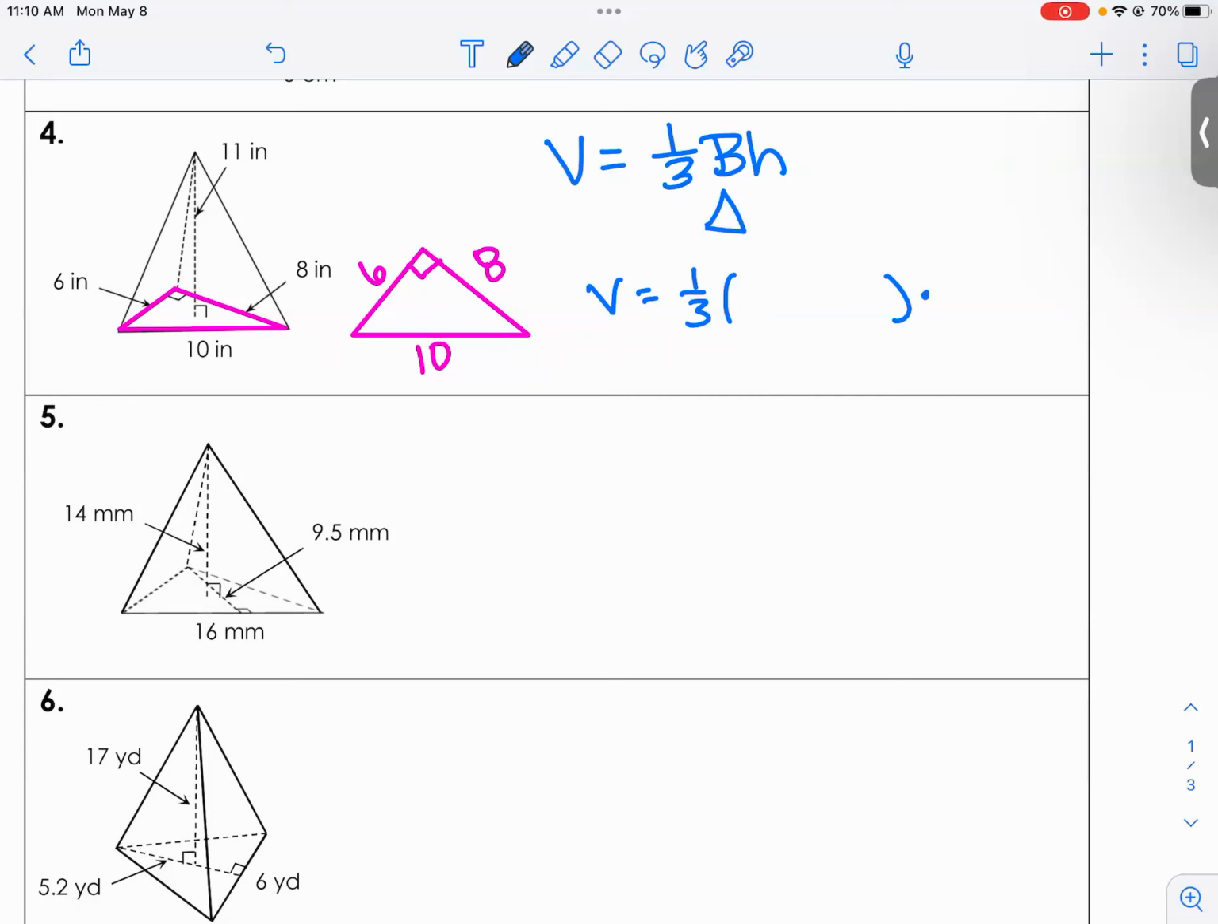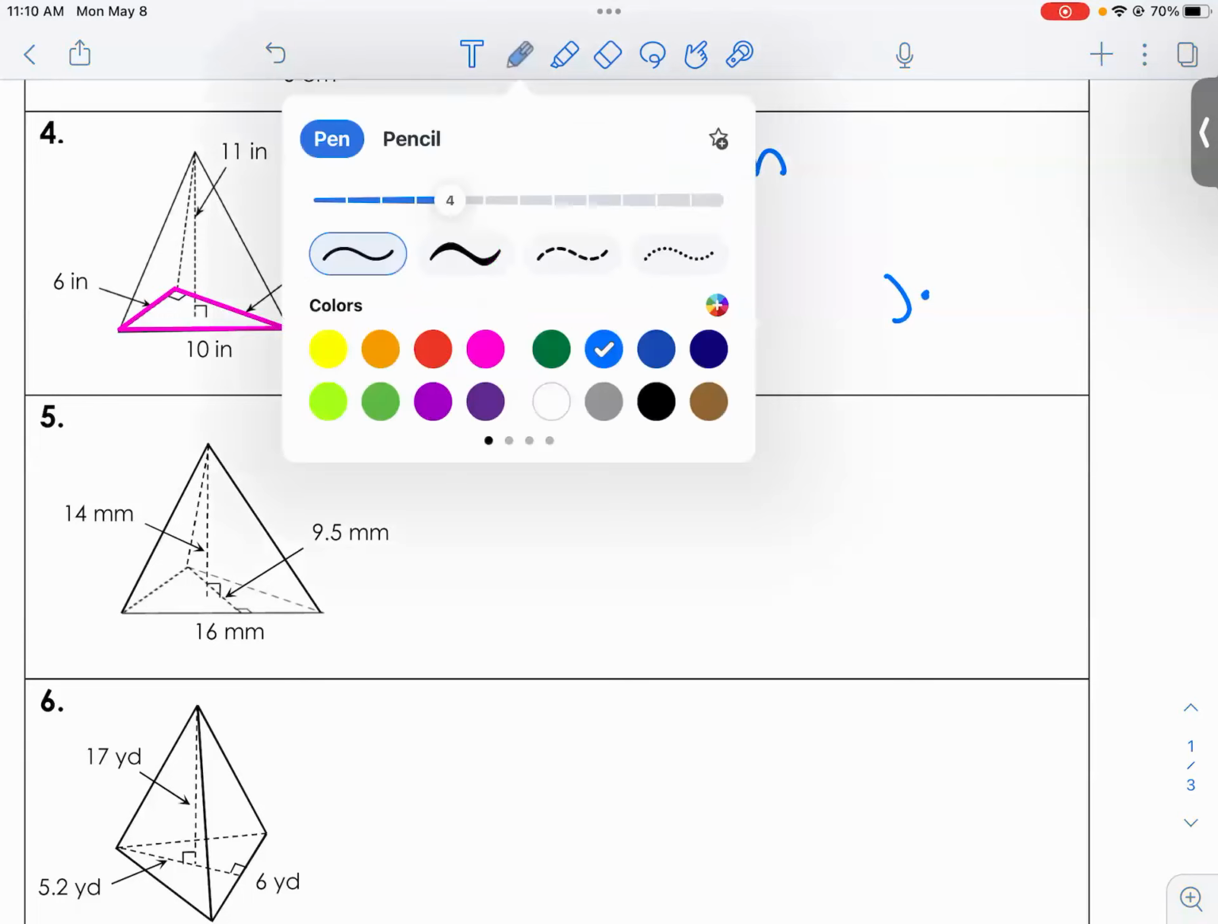So 6 and 8 because of the right angle. All right, Quinlan, which two numbers do we need? We need 6 and 8. And Brady, what was your reason? The right angle. Okay, the right angle.